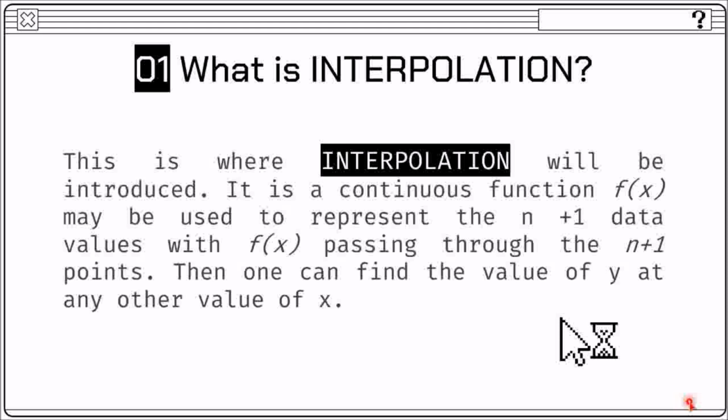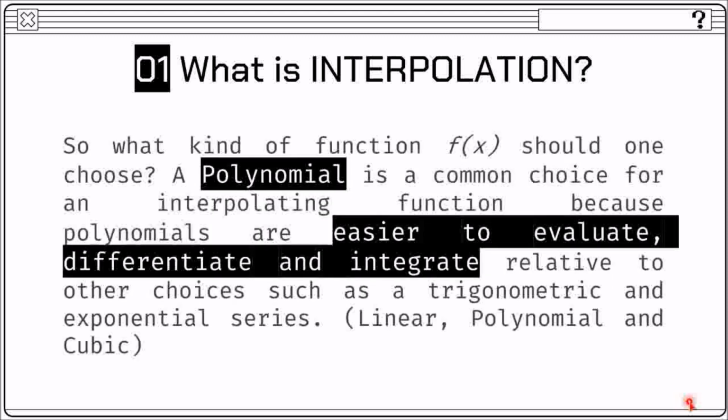It is a continuous function that may be used to represent the n plus 1 data, with f of x passing through the n plus 1 points. Then, one can find the value of y at any other value of x. So it means that interpolation is finding the value between two or more discrete data.